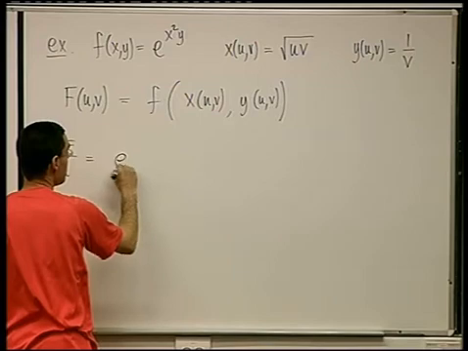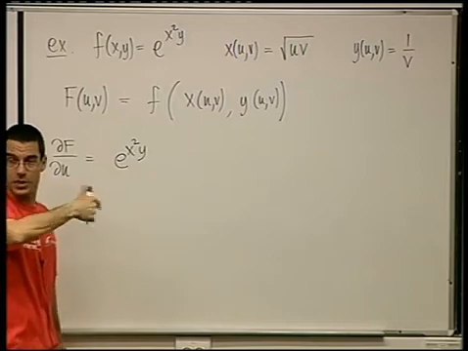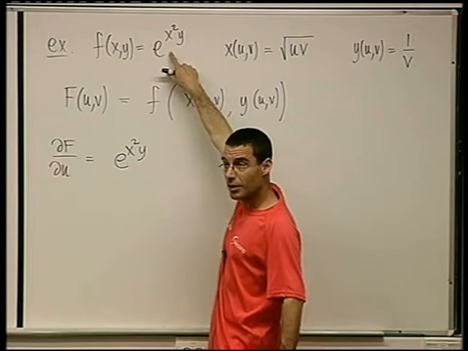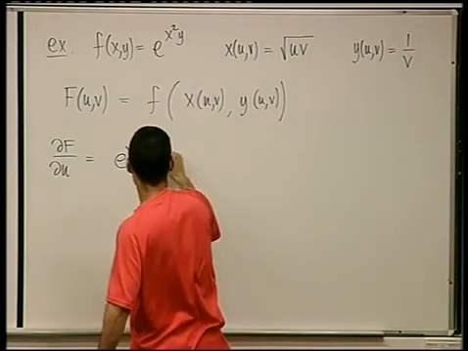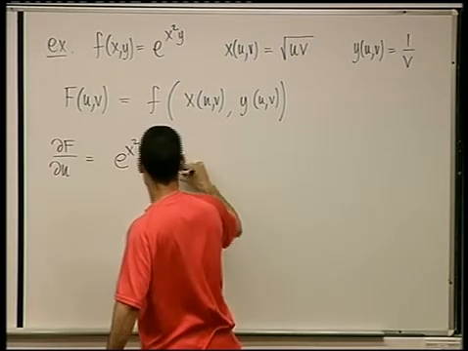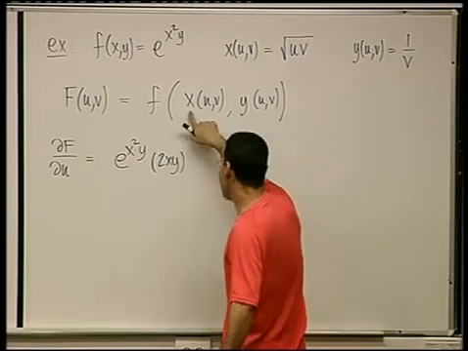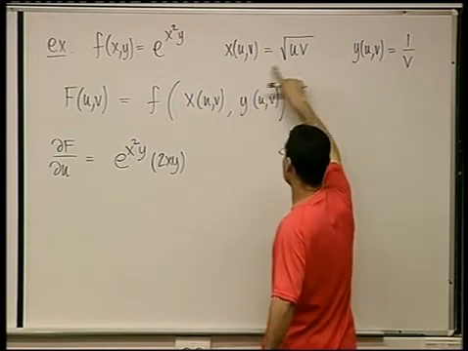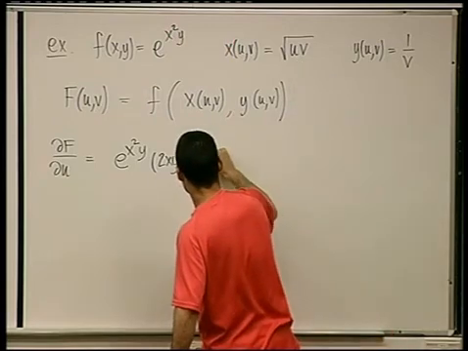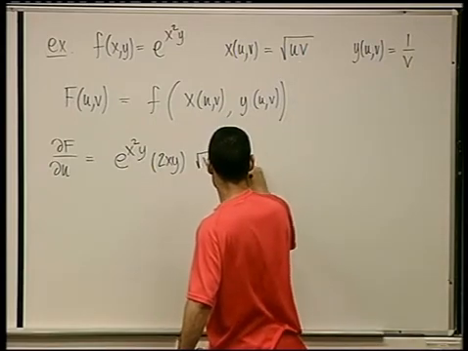So it's what? e to the power x squared y times the inner derivative. Note that I'm doing single variable chain rule to find the derivative of f with respect to the variable x here, right? So it's e to the power x squared y times 2xy. Do you agree? That's df/dx. Does everybody agree? Times dx/du, the inner derivative. What's the derivative of x with respect to u? So this root v is just in the way. It's the derivative of root u. The derivative of root u is 1 over 2 root u. Good?